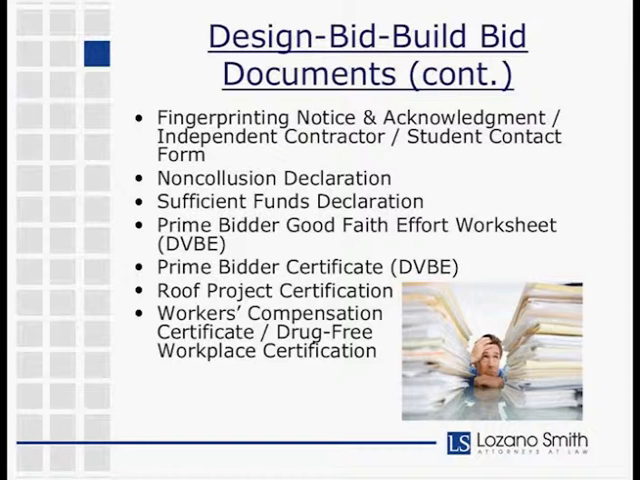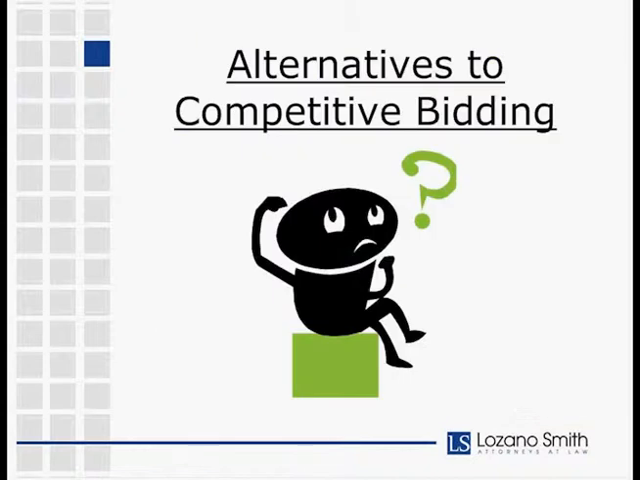And in addition, for construction projects, you're going to have various declarations that have to be made by the contractor, for example, non-collusion declarations, potential fingerprinting notices and acknowledgments, DVBE or Disabled Veteran Business Enterprise worksheet, good faith effort worksheet, and certain certifications that may apply as well, depending on the type of project at issue.